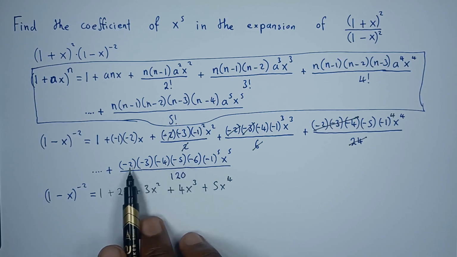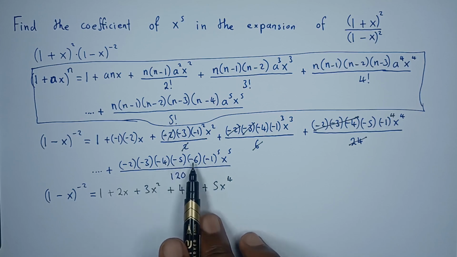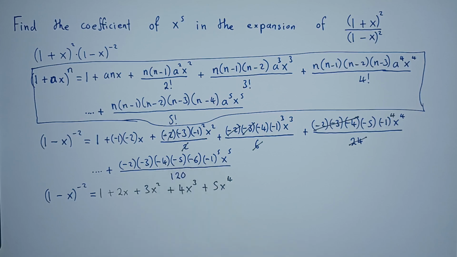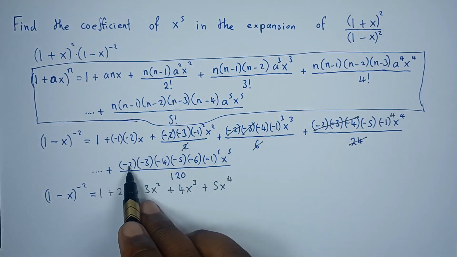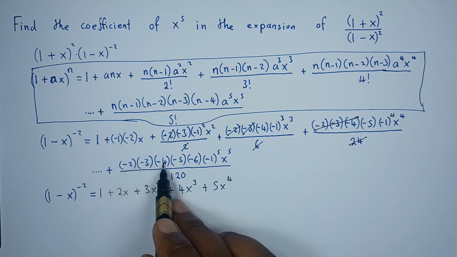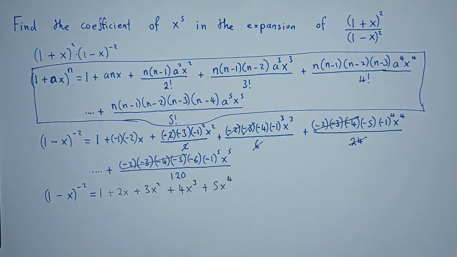These two will give us a positive. These two will give us a positive. These two give us a positive. So we have positive value throughout. So 6, this times this is 6, times this 24. 24 times 5 is 120, meaning that this whole thing will just cancel with 120.